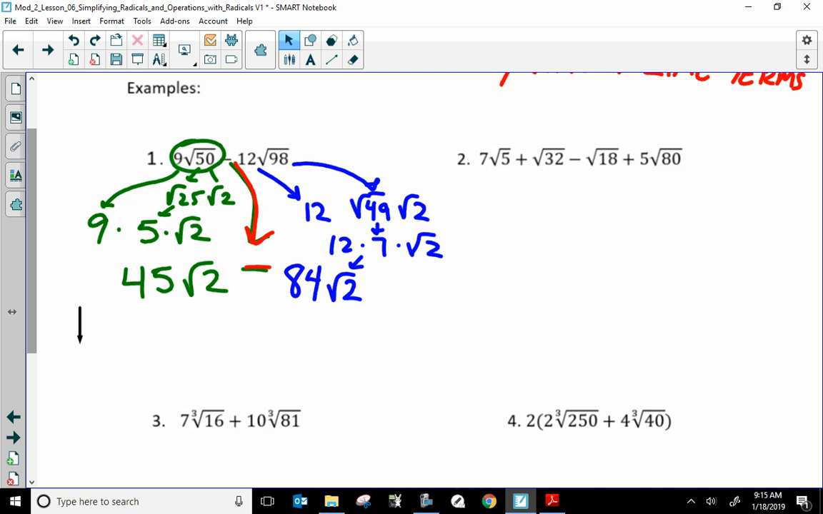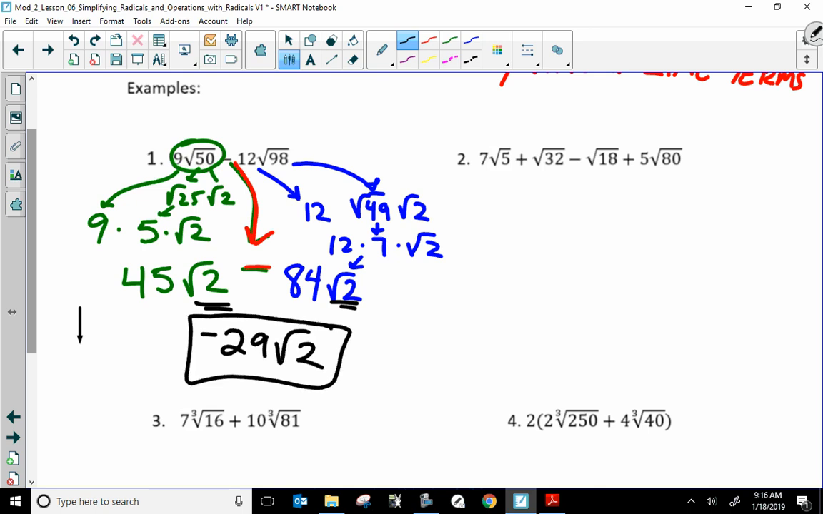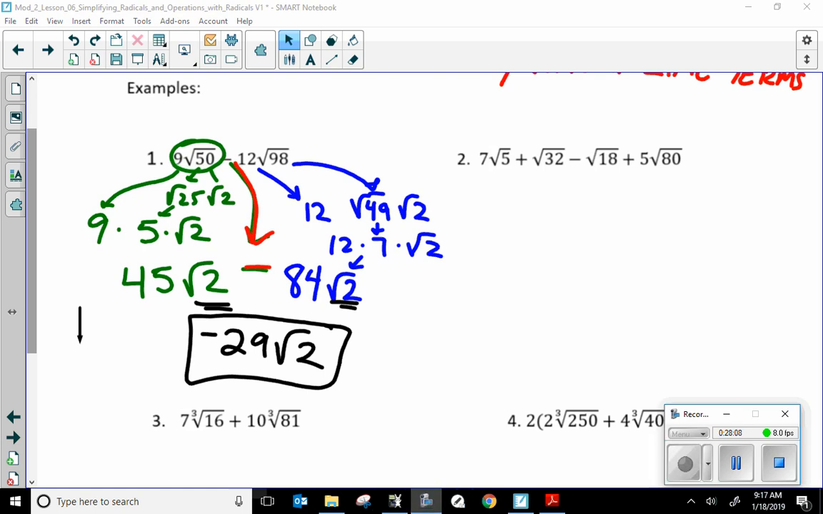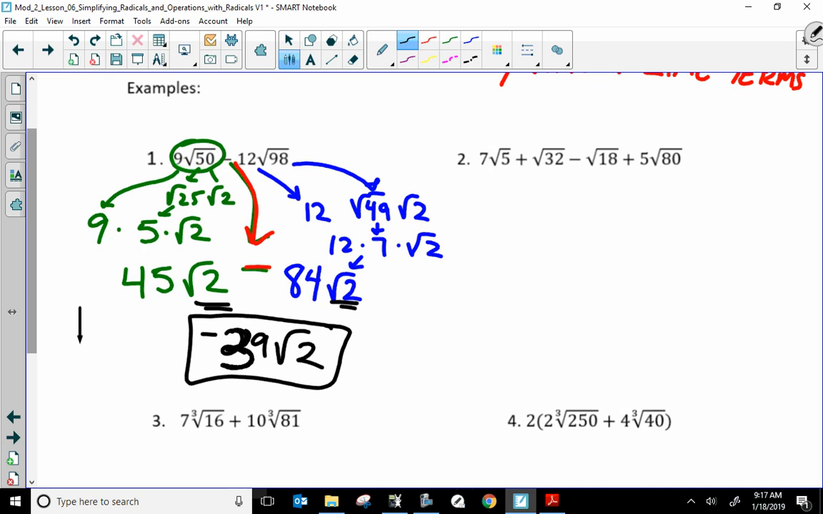Now, since these radicals are the same, they're both square root of 2, it's not square root of 2 and cubed root of 2, they are both square root of 2. I can combine those terms. If they were not, I would have to leave it just like that. Meaning, now I have 45 minus 84, which is negative 39. So I have negative 39 square root of 2.